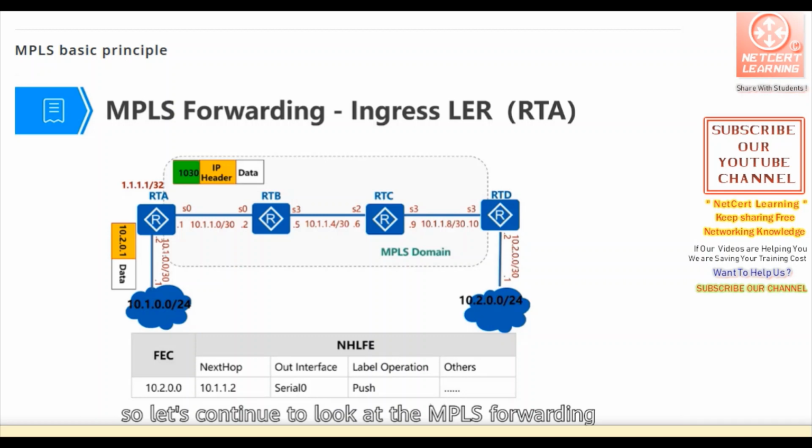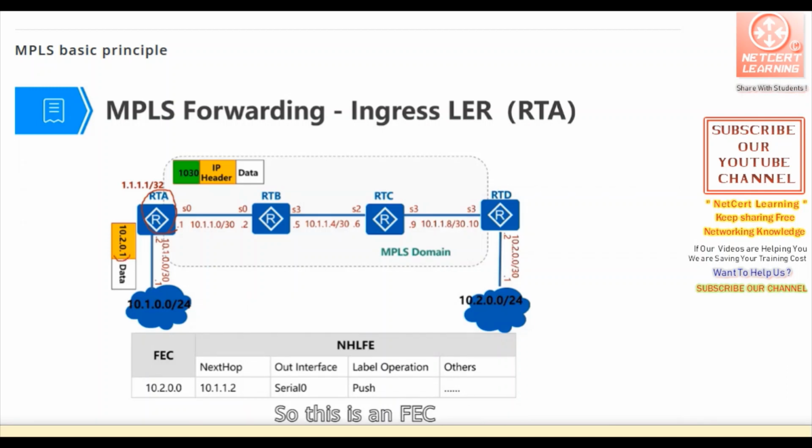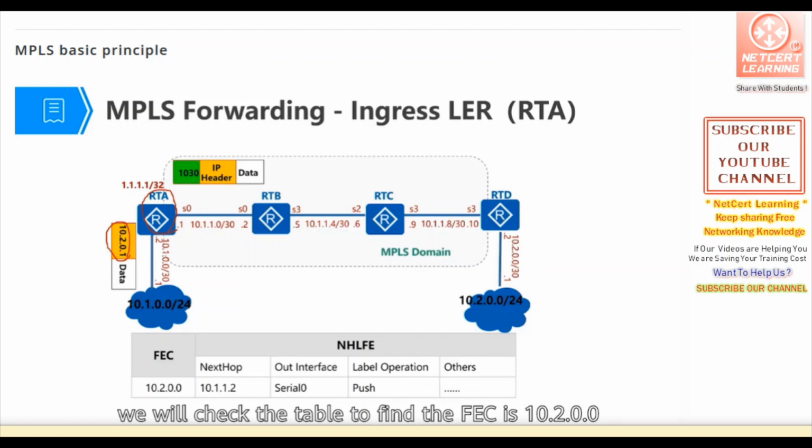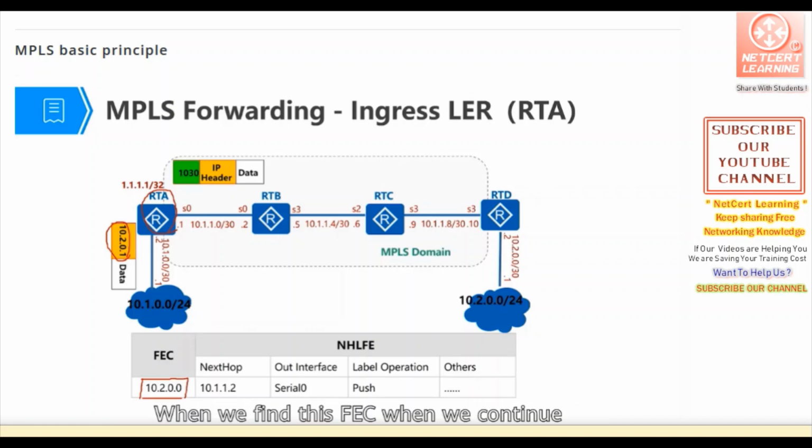Okay, so let's continue to look at the MPLS forwarding in the ingress LER. On router A, the ingress LER, when we receive a packet 10.2.0.1, this is an FEC. So we will check the table to find the FEC is 10.2.0.0. When we find this FEC, we will continue to check the NHLFE of this FEC.